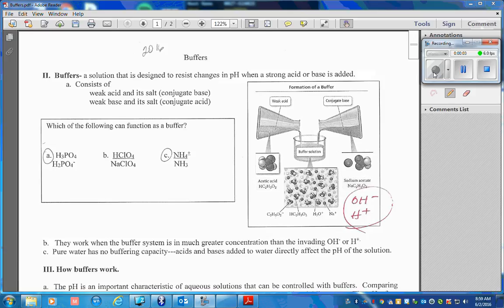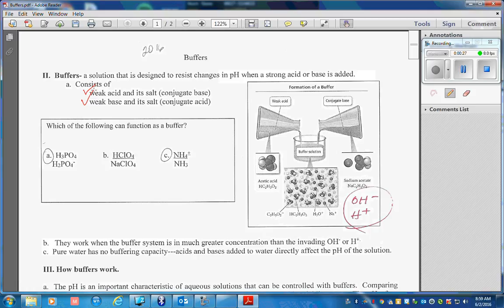We're going to talk about buffers today. A buffer is a solution that is designed to resist changes in pH when a strong acid or a strong base is added. A buffer consists of a weak acid and its salt, which would be a conjugate base, or a weak base and its salt, which is its conjugate acid.